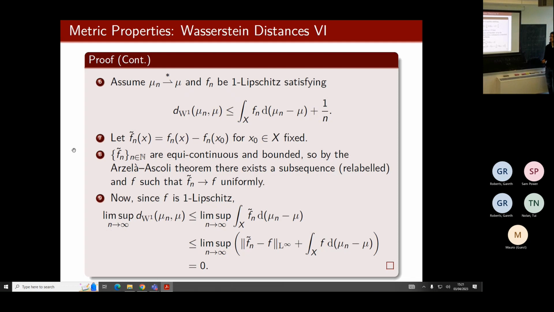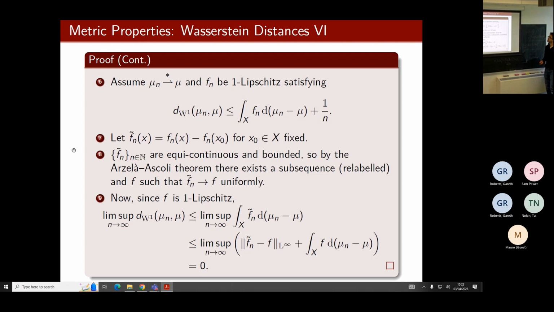You need to use compactness here, because otherwise it's not going to be bounded. So going from showing that these fn tildes are Lipschitz to being bounded, I need compactness. In general, you get the other direction, that you use compactness.